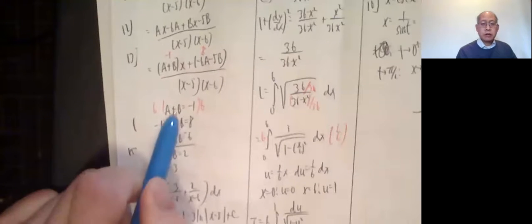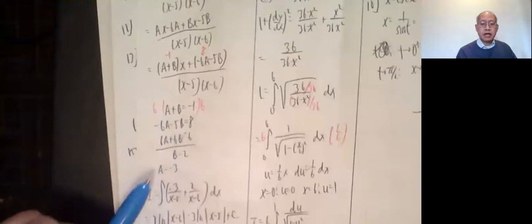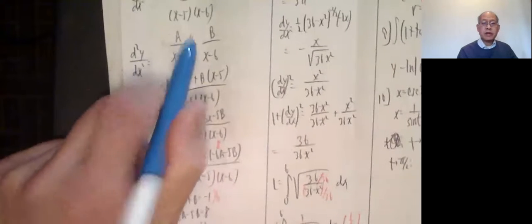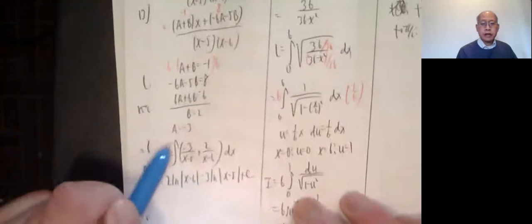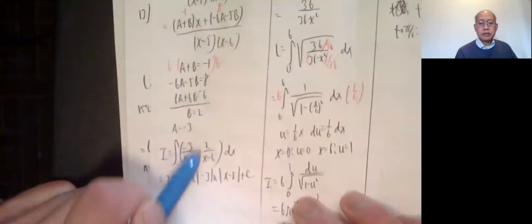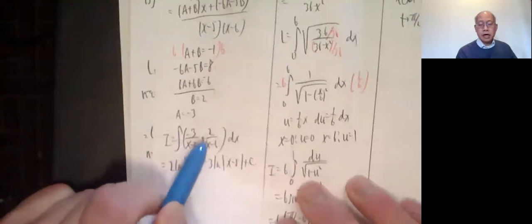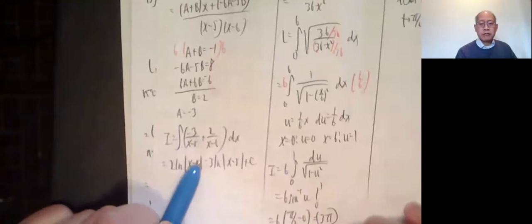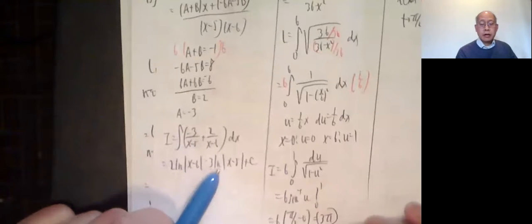B is equal to 2. Plug back in here. A is negative 3. So a is negative 3. Back up here. B is 2. So my original integral is now negative 3 over x minus 5 plus 2 over x minus 6. I'd like to put the positive first. So 2 ln absolute value of x minus 6 minus 3 ln absolute value of x minus 5 plus c.